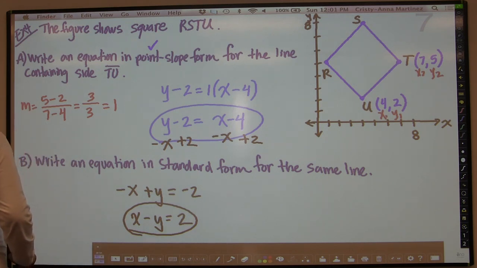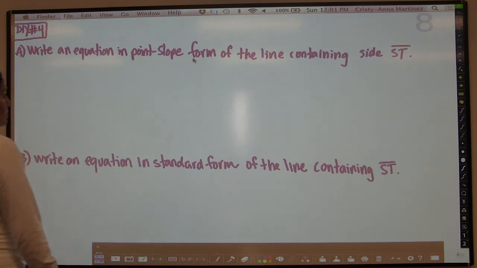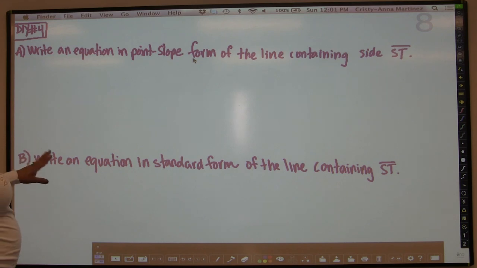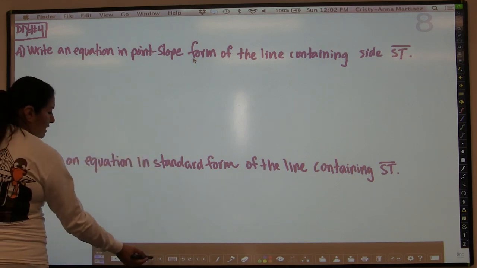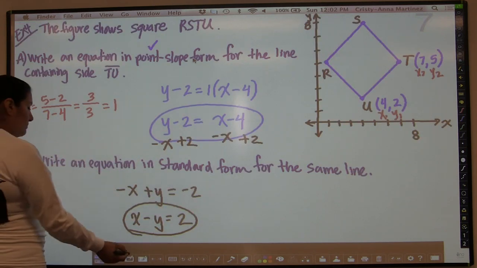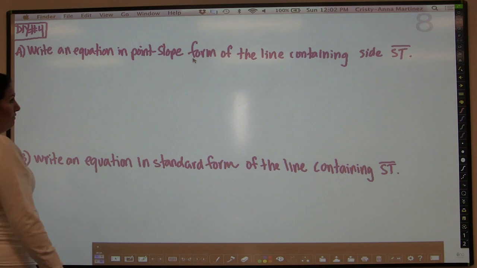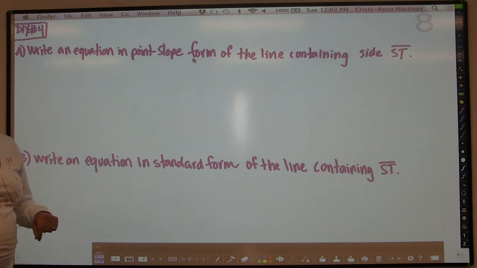Alrighty? Okay. So now we are going to have you do this last one. Now, by the way, this example is still referring to example 4. So when it says the line containing side ST, it's based on this diagram. So make sure that you have that. So once you've completed this example, you will have completed your notes for today, and I will see you in class, and thank you for watching.